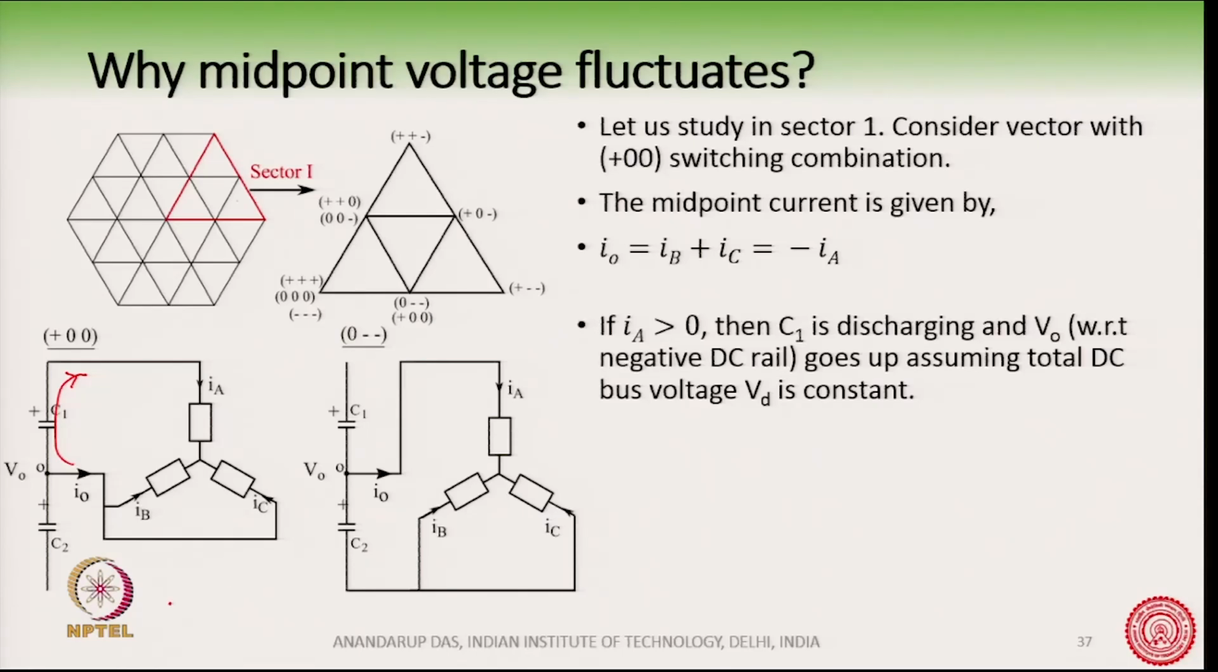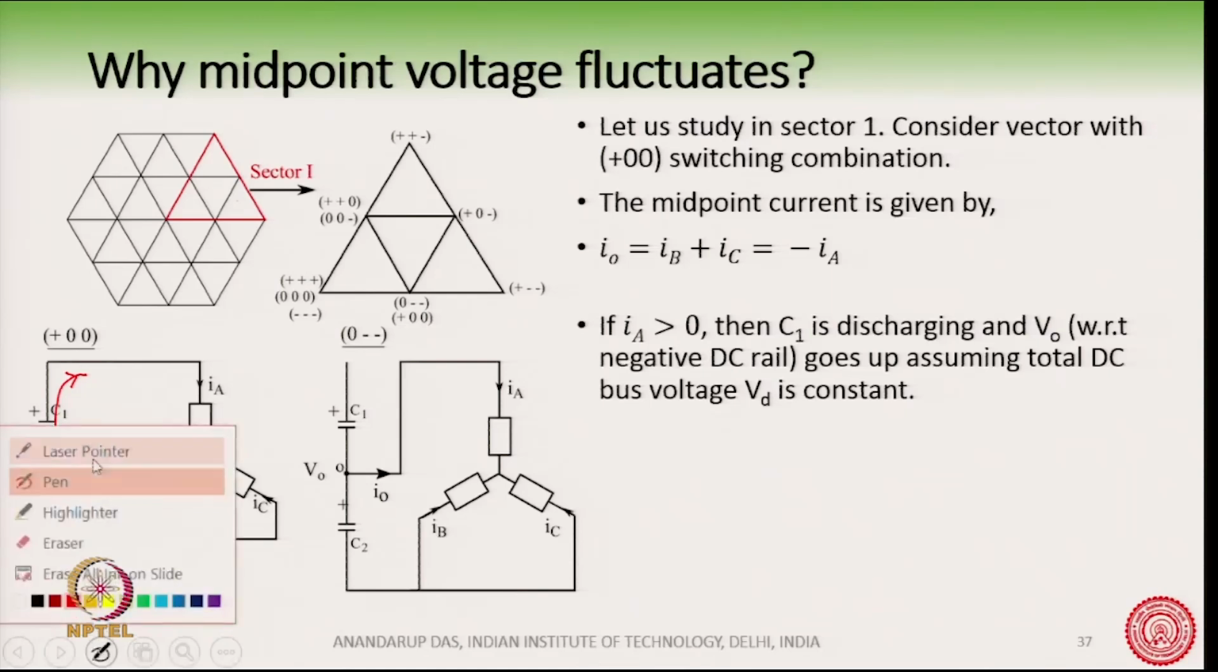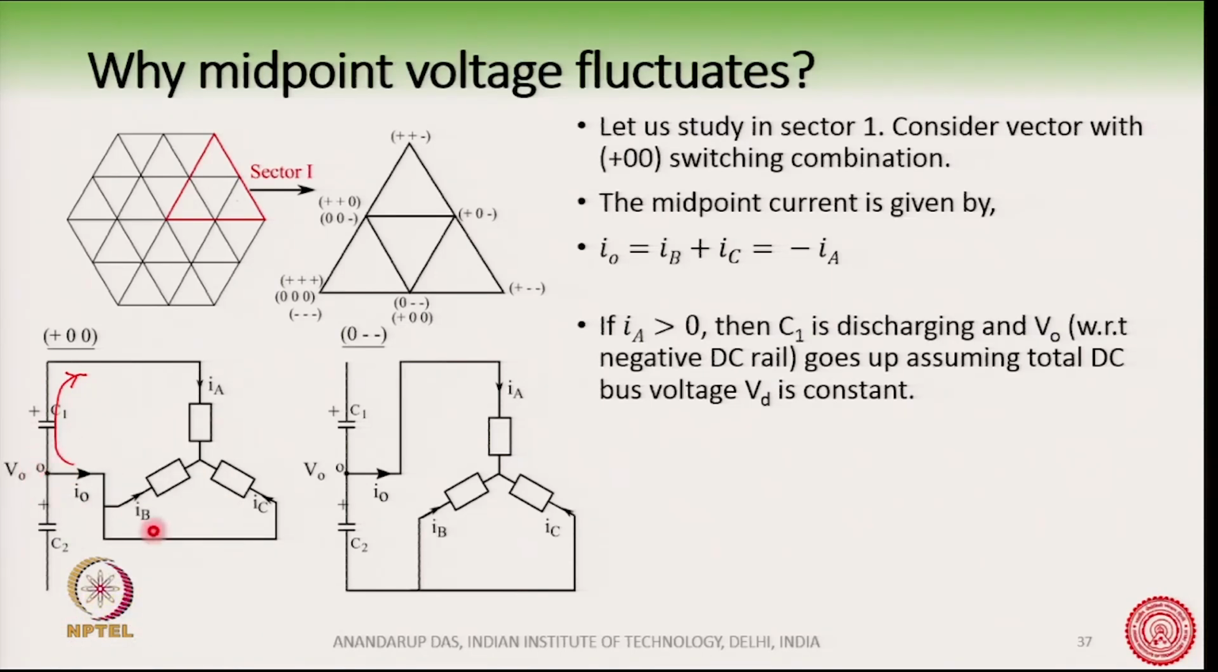Which means that the capacitor C1 is discharging, and the midpoint potential V 0, this point's potential with respect to the negative DC bus, will go up, because the total DC bus Vd is assumed to be constant. So, if C1 is discharging, the voltage at the point O will go up. It will go on increasing.